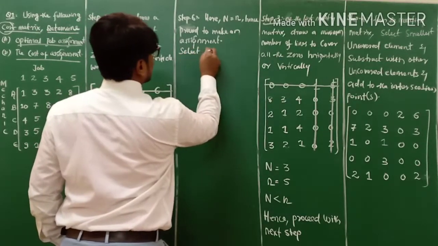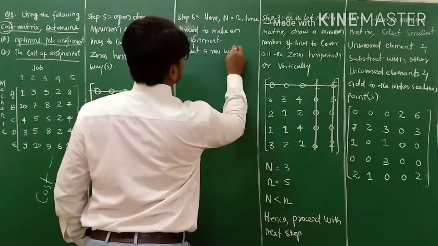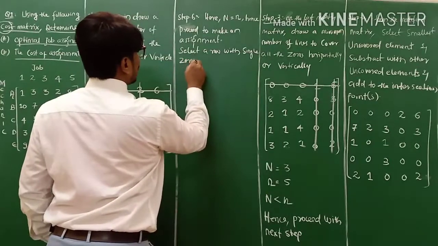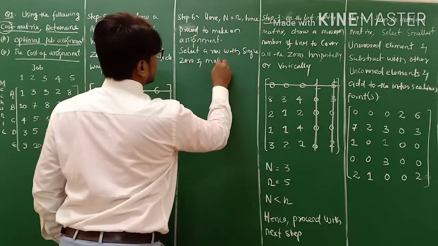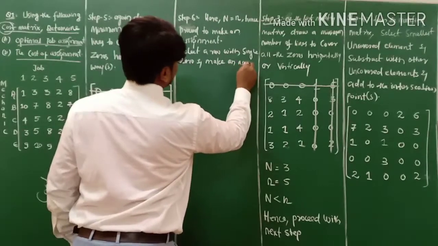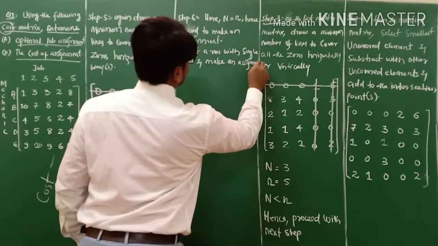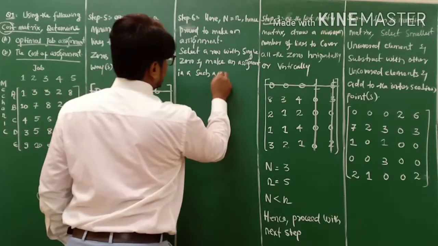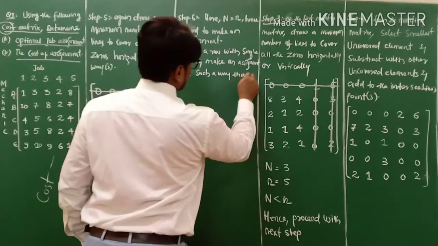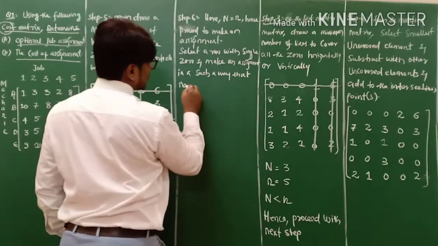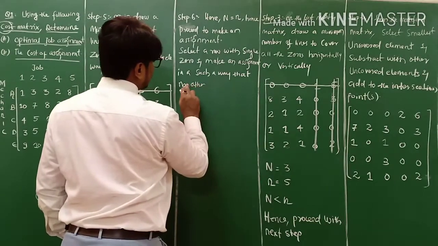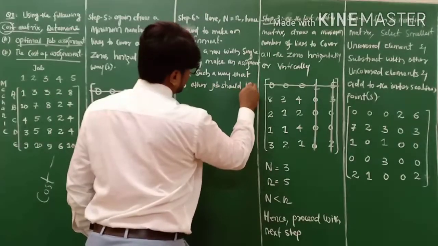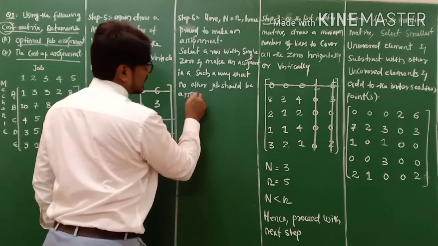Select a row with a single zero, and make an assignment in such a way that no other job should be assigned.